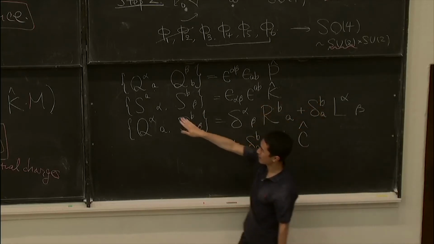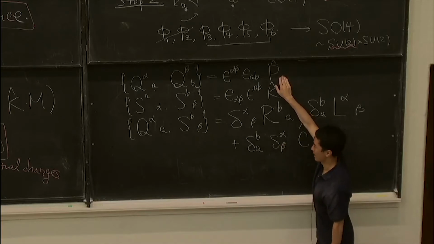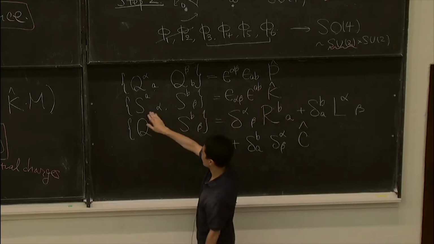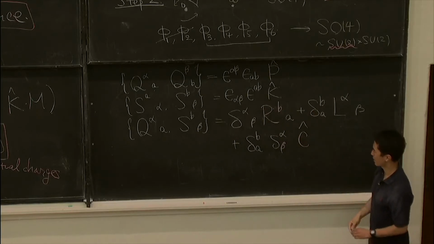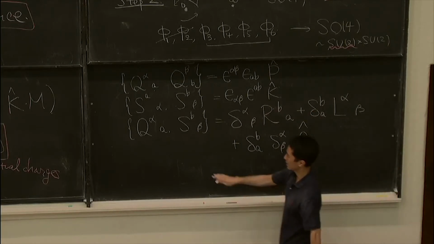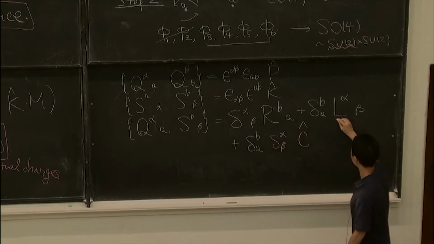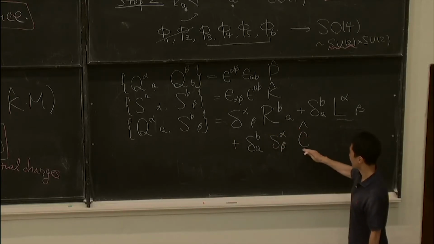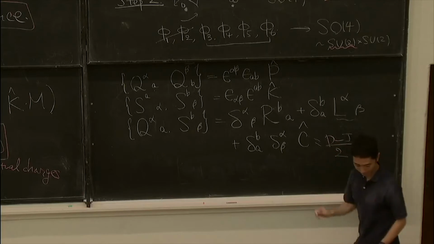If you take the anticommutator of Q, then you discover the gauge generator P hat. And if you take the anticommutator of S, you discover the gauge generator K hat. And if you take the anticommutator of Q and S, then you generate Lorentz and R symmetry. And in addition, you get C hat, which in my notation is D minus J over 2.